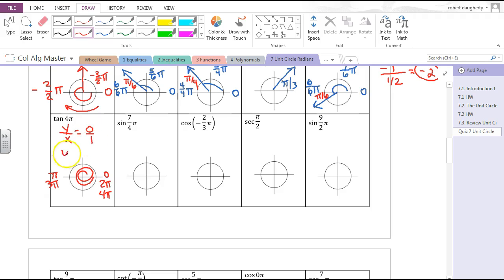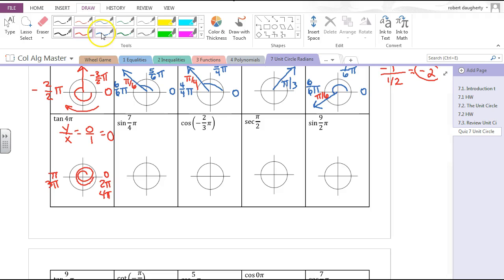So y over x equals 0 over 1. Some people say this is undefined. Don't believe them. It is not undefined. It is 0, okay? Don't write undefined on that. There were several that made that mistake on the previous quiz.